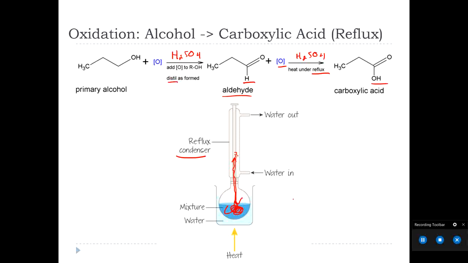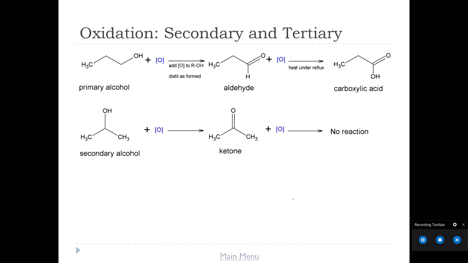So again, primary alcohol can be oxidized into an aldehyde, or it can be oxidized into a carboxylic acid. Secondary alcohols, okay, we're not on the end of a chain here, so we're not going to get our carboxylic acid. Secondary alcohols, we use the same conditions. Okay, we use our oxidizer, our H2SO4, and we're going to distill just like we did with the aldehyde. Okay, so secondary alcohols will react to a ketone.